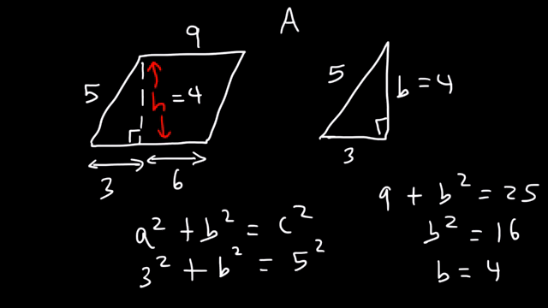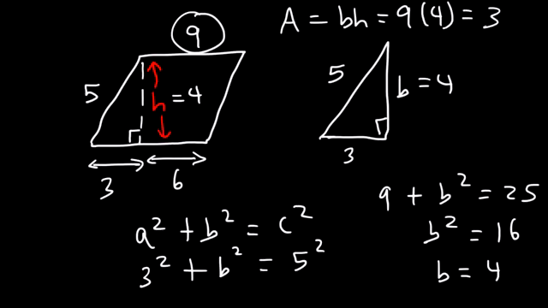So now we can use the formula: area is base times height. We have a base of 9 and a height of 4, so 9 times 4 is 36.